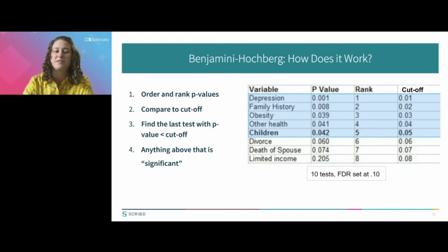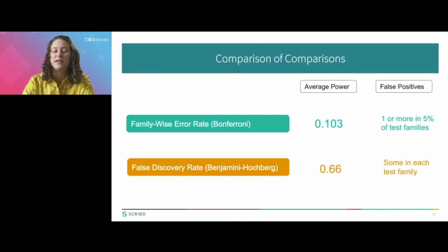So to illustrate this a little bit more, I ran a simulation for a family of 100 tests, and I ran it multiple times to get these results. So with Bonferroni, my family of 100 tests, I had an average power of 0.1. Whereas my average power using Benjamini-Hochberg was 0.66, so that's quite a drastic increase in power.